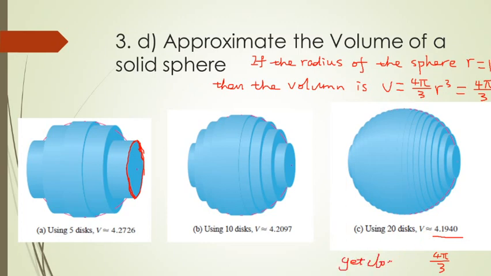That is the actual value for the solid sphere, right? So the number you evaluate for the volume here will be closer to this one. And we know the formula is 4 pi over 3. So if you increase the number of slabs, it will be more accurate.